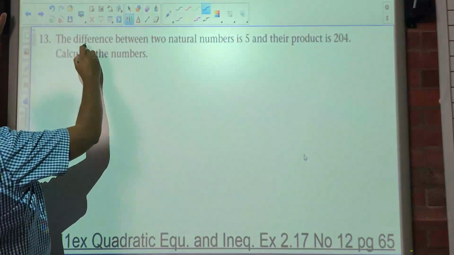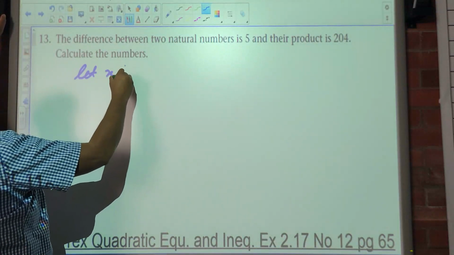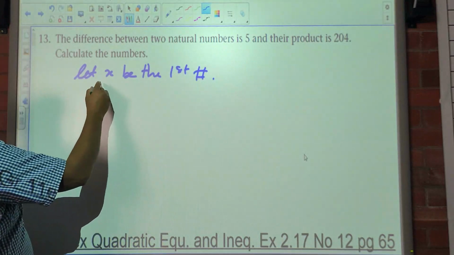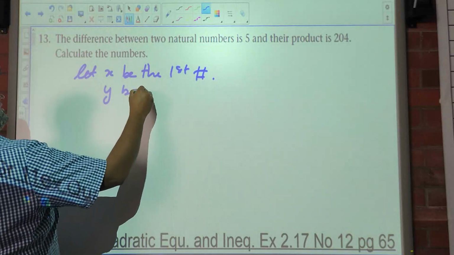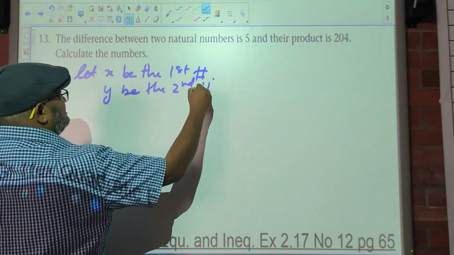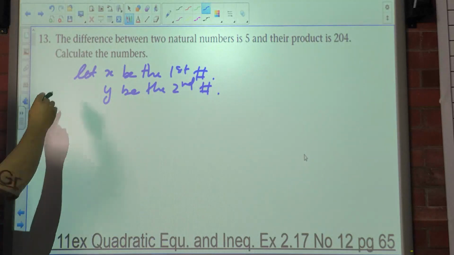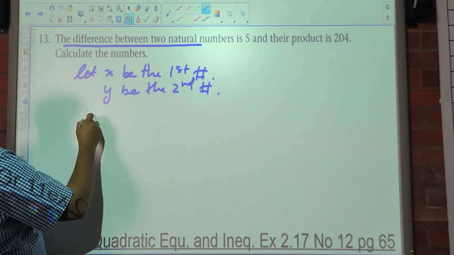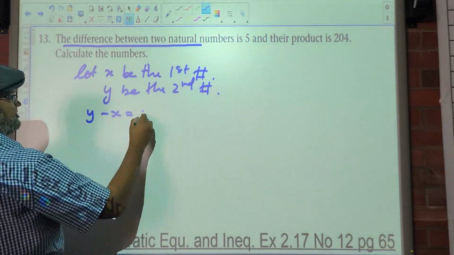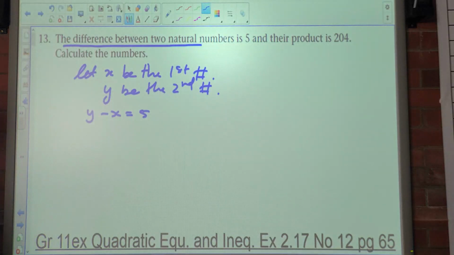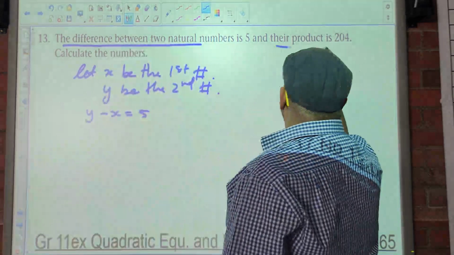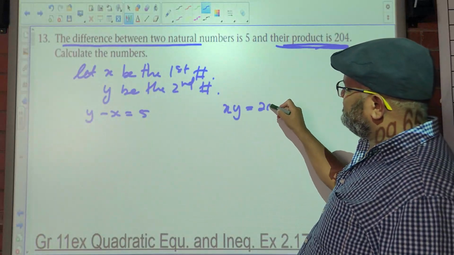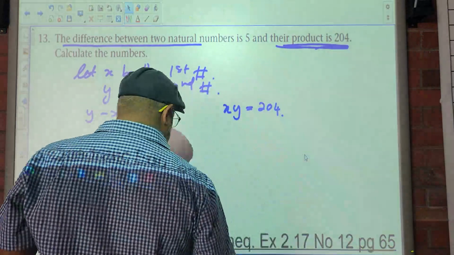So I say let x be the first number, and then let y be the second number. So the difference between, what's the difference? I must subtract. So it's going to be y minus x is equal to 5. Okay. And the other one, the product is 204. So it's going to be x times y is 204. Right, you guys understand?